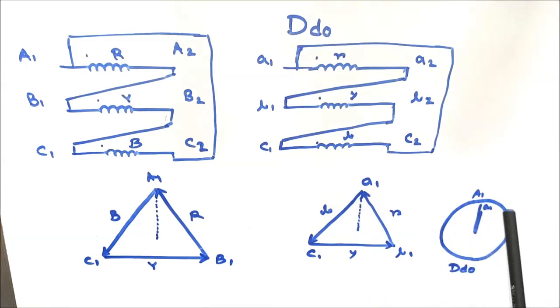So in the clock position the HV and LV windings remain at 12 o'clock or 0 o'clock. So there is 0 degree phase shift between the induced EMF of the HV winding and the LV winding. Therefore it is Dd0.